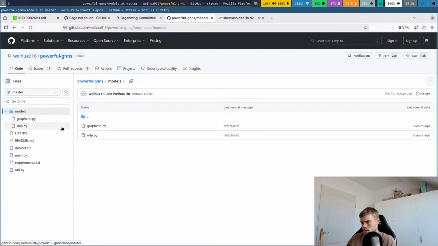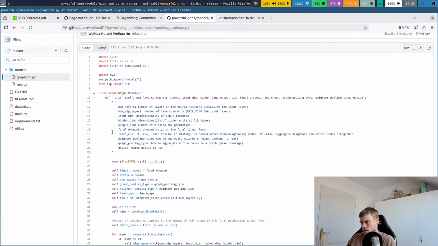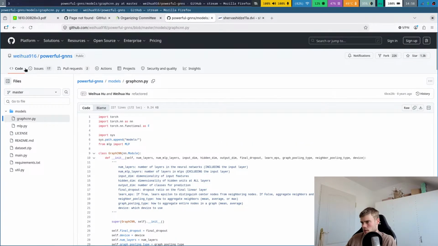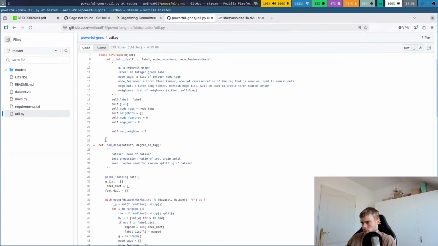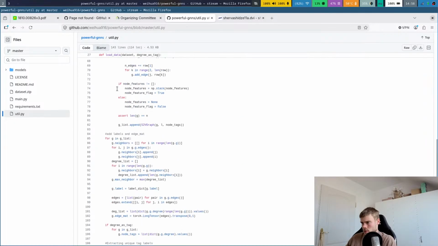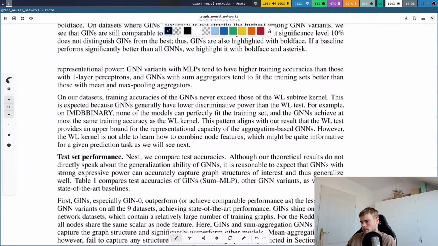Models, graph CNN. Do they have maybe more branches? No. Util? S2V graph. Load data. Nah, I don't know.